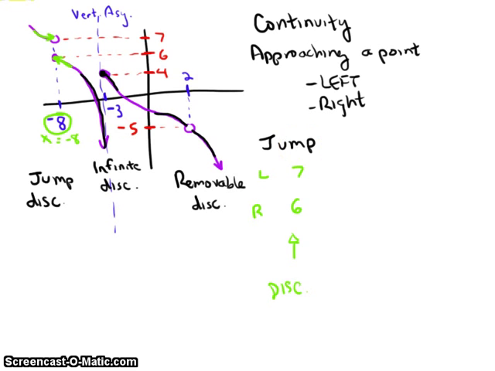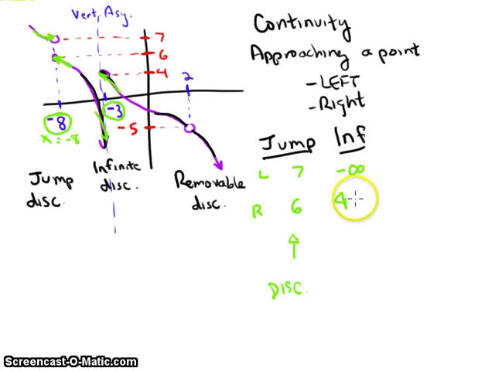Let's take a look at the infinite discontinuity and see what the pattern is there. It looks like as we approach from the left, we're heading down to negative infinity. And as we approach, and by approaching I mean -3 in this case, if we approach -3 from the right, it looks like we're heading towards 4.